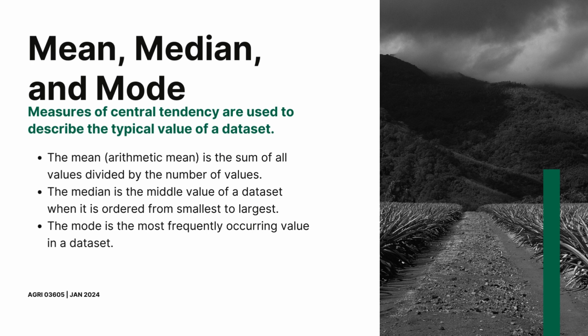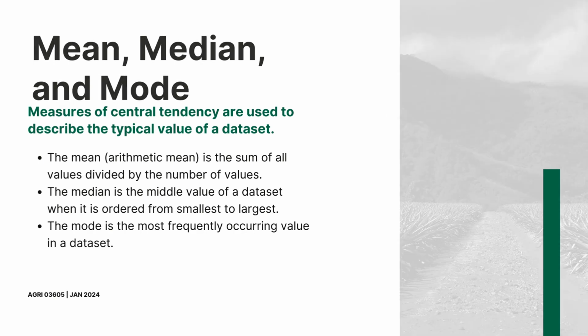The median is the middle value of the data set when ordered from smallest to largest, and the mode is the most frequent value. Also for the median, if there is an even number of values, the median is the average of the two middle values.